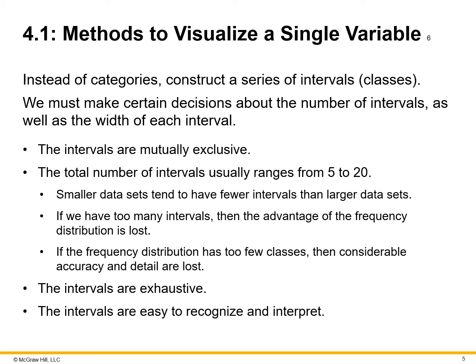Smaller data sets tend to have fewer intervals than larger data sets. If we have too many intervals, then the advantage of the frequency distribution is lost. If the frequency distribution has too few classes, then considerable accuracy and detail are lost. The intervals are exhaustive and easy to recognize and interpret, which is what we want. We don't want an exhaustive list of intervals. We want groups that make sense so we can break them down further if we need to into deeper analytics.